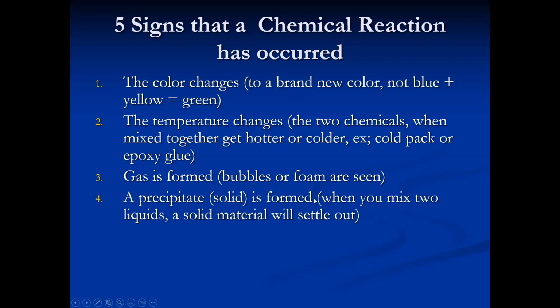When a precipitate solid is formed, only when you mix 2 liquids, a solid material will settle out. This one's different than the others because it only happens when you mix 2 liquids together, forming solid chunks in it. So please make a note that it's only going to happen when you mix 2 liquids together, forming a solid material, and that solid material will settle to the bottom. Why? The word precipitate. You guys have heard of precipitation. That's when moisture in the air that's floating in the clouds falls to earth in the form of water or snow. So it's called precipitation because it's now falling out of suspension to the ground.